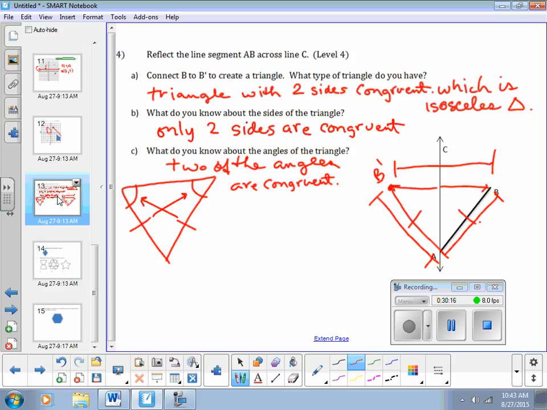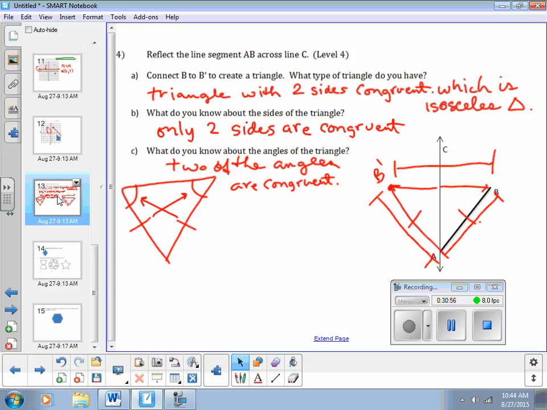What if three of the sides were congruent? It's equilateral, right? If three sides are congruent, that means three angles have to be congruent. If none of the sides are congruent, none of the angles are congruent. Does that make sense? Okay. That's what we're going to get to in the next unit. Unit 2, we're going to talk about triangles. Right now you're just being introduced to some of the basic things about triangles. All right, everybody okay with that one?